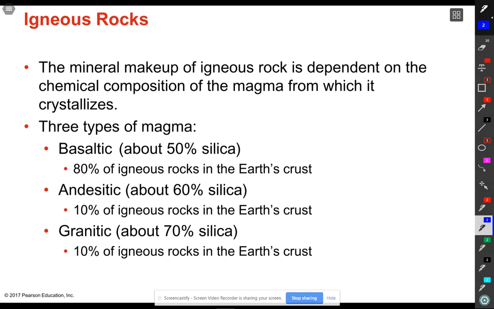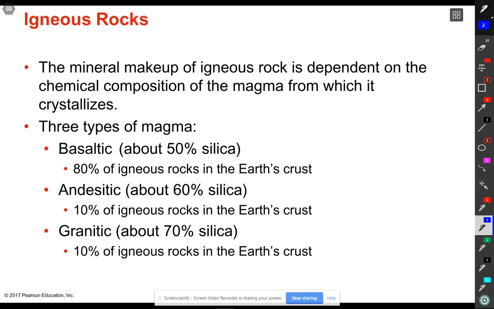Okay, different classifications of igneous rocks. Basaltic is about half silica. What did we see that was half silica? Quartz was half silica. Basalt's about half silica, and about 80% of all igneous rocks in the crust are basalt. Has anyone seen basalt? Your ocean floors are largely basalt. So remember, 90% of all rocks are silicates. 80% of the igneous rocks are basalt. Now, igneous rocks are not all rocks, so that's not saying 80% of all rocks.